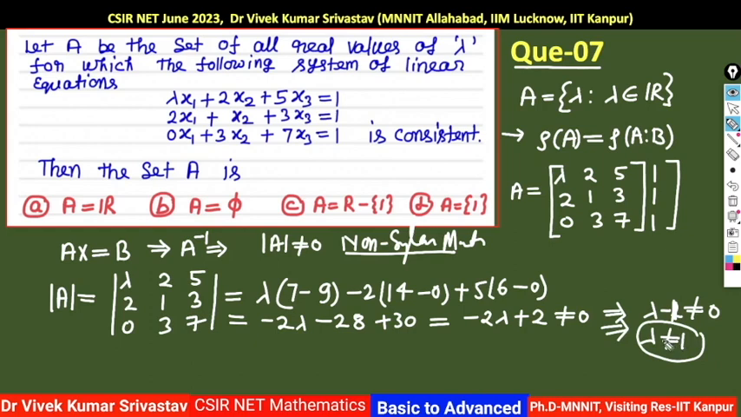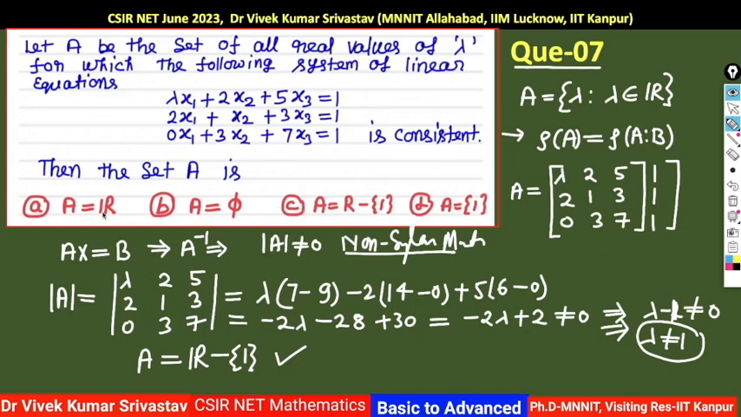If lambda cannot be 1, then this determinant is non-zero, right, because we want what? The solution is consistent means solution exists, means inverse exists, means what? Determinant cannot be 0, right. So you can say that except lambda is not equal to 1, the solution exists at every point. So what we can say is that the set A contains all real numbers except 1, then the solution exists, right. So on this basis, option number C is correct.